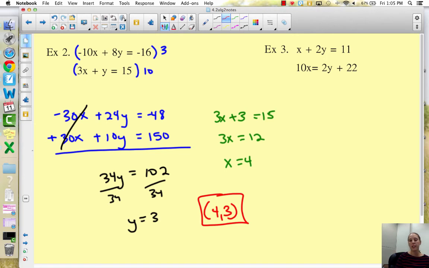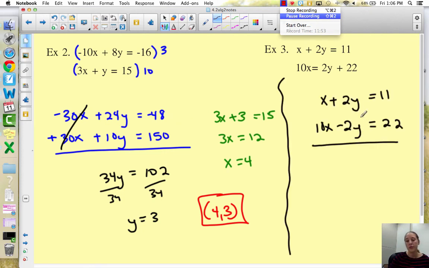So please pause the video, try example 3 on your own. What you should notice before you start is that the x's and the y's are not on the same side. So you need to move a y or an x over something so that they're all on the same side and they line up. Then you can go ahead and cancel everything out that you need.